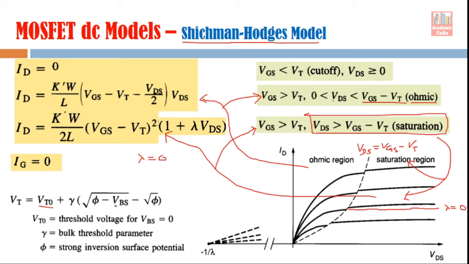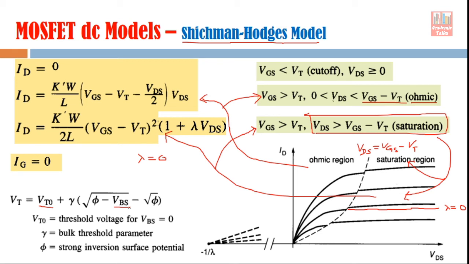But you see here, there are other things also, like gamma, phi, VBS. This VBS is the bulk source voltage. It means your bulk terminal or substrate terminal has some potential with respect to ground, and this kind of situation occurs sometimes.